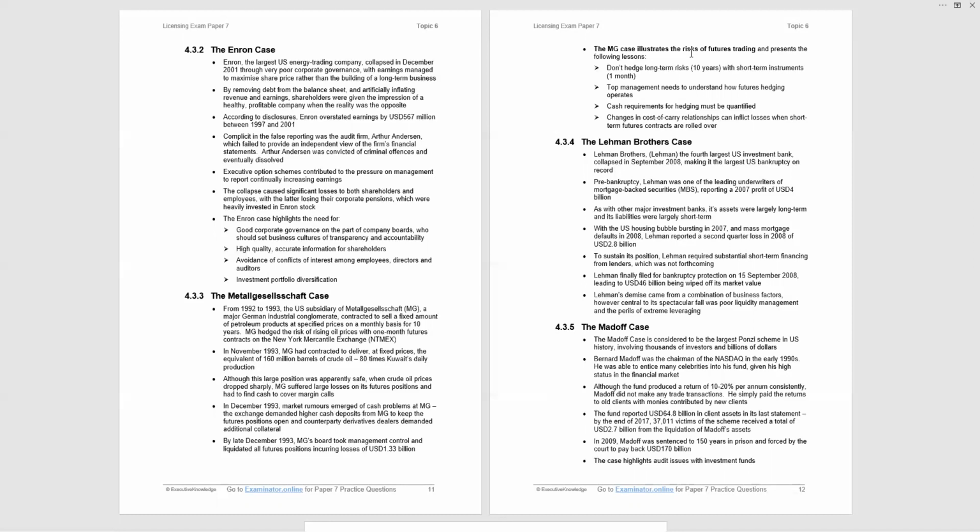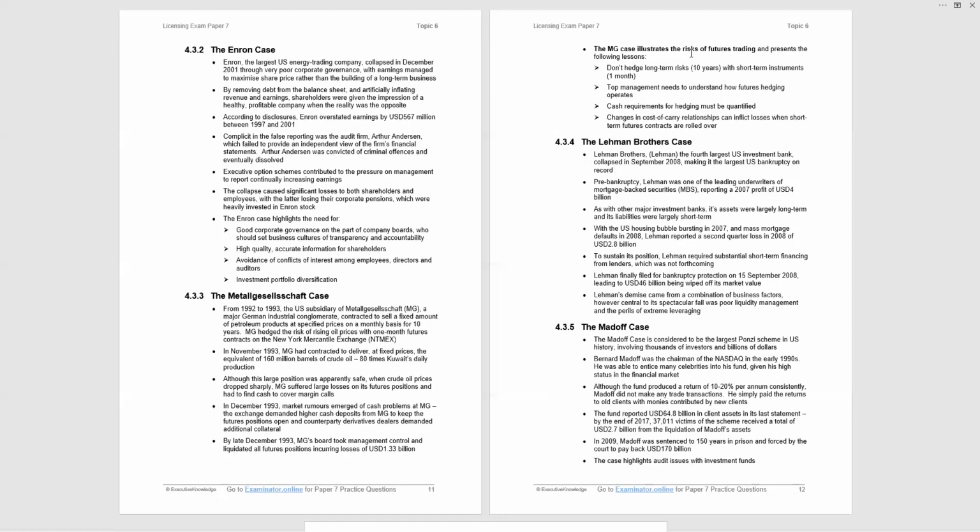And investment portfolio diversification. The problem with the Enron case is many of the employees had their pensions entirely in stock of Enron, and Enron collapsed. And so with it, their pension schemes collapsed. And so that was a real clarion call to diversification in pension funds.